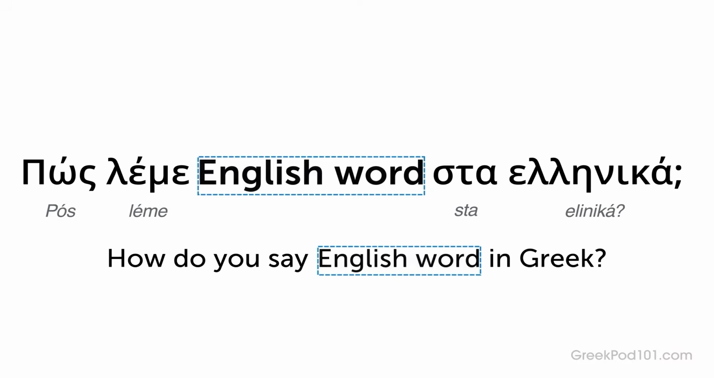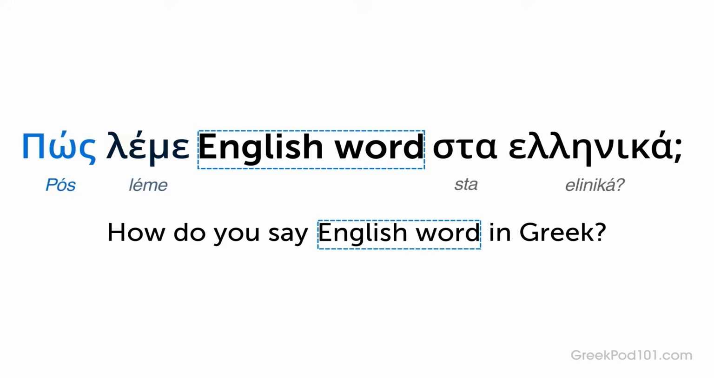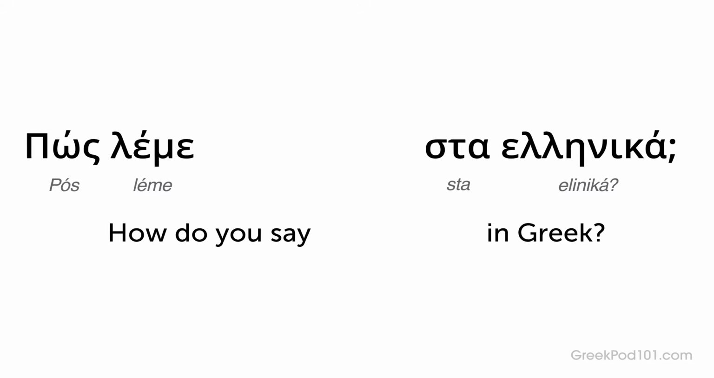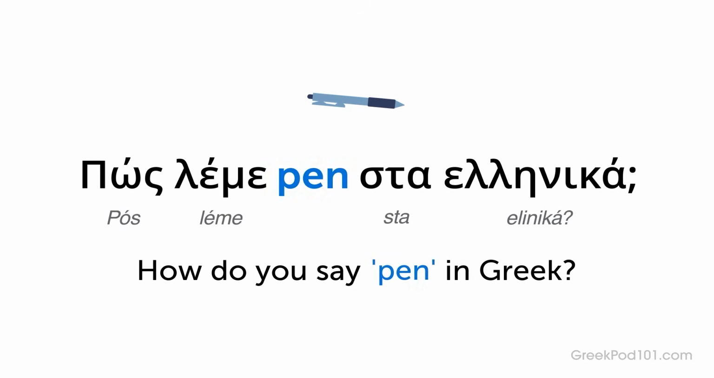The pattern is: πώς λέμε English word στα ελληνικά? How do you say English word in Greek? To use this pattern, simply replace the English word placeholder with the word you want to know. Imagine you want to know the Greek word for pen. Say, how do you say pen in Greek?